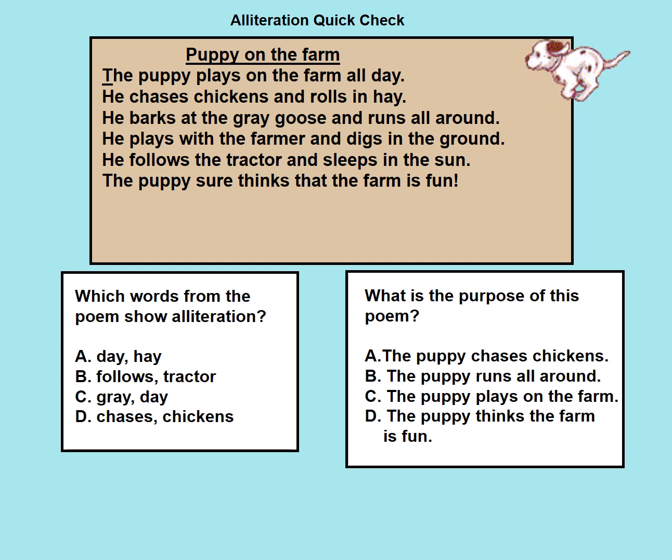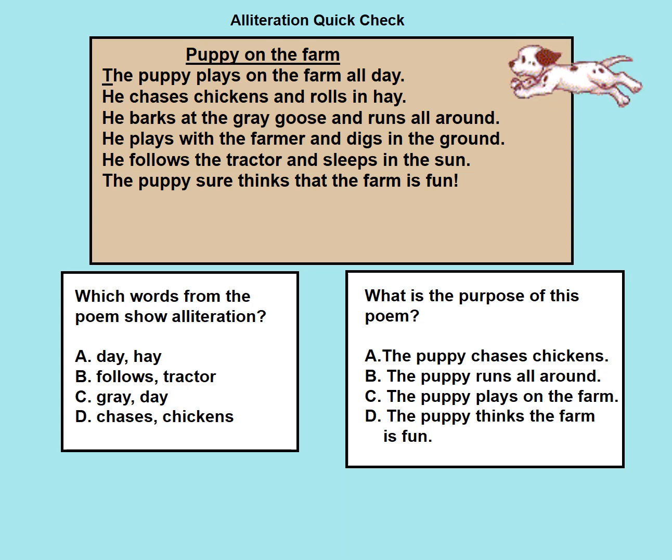You'll hear some rhyming words like day and hay, lines 1 and 2, around and ground, lines 3 and 4, and 5 and 6, sun and fun. The first question says, which words from the poem show alliteration?